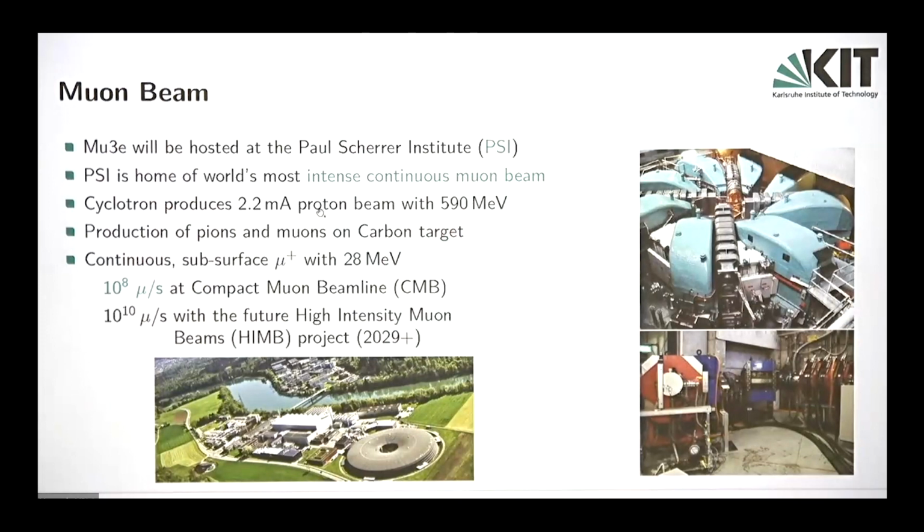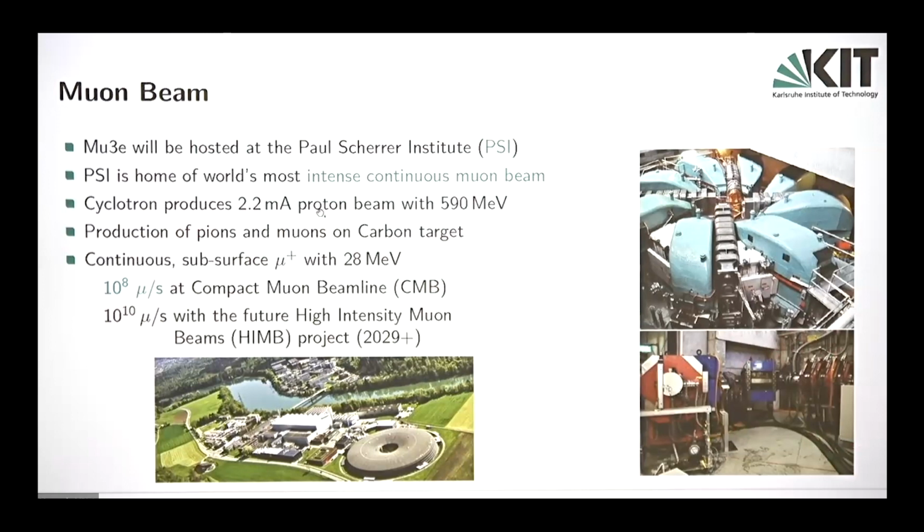So let's go through the components. Muon beam, we operate at PSI. PSI hosts the world's most intense continuous muon beam, μ+, from a very strong, intense proton beam smashed on a target. You get pions, you get muons, as in the other experiments. A subsurface μ+ beam, 28 MeV, and we get 10^8 muons per second at the so-called compact muon beamline. That's the muon beamline at which the Mu3e experiment will be standing.